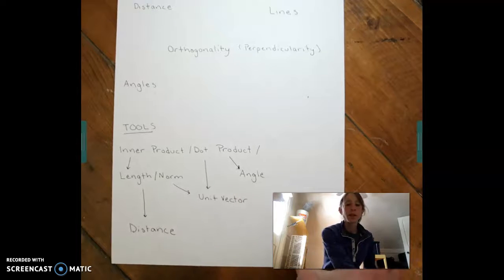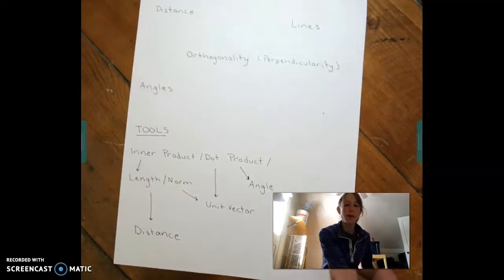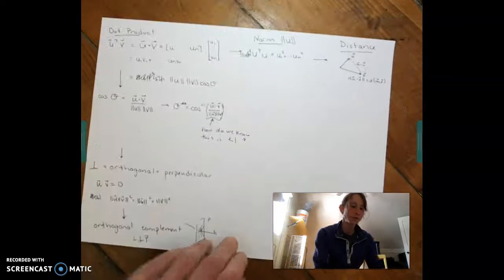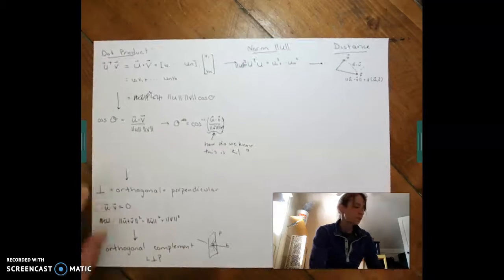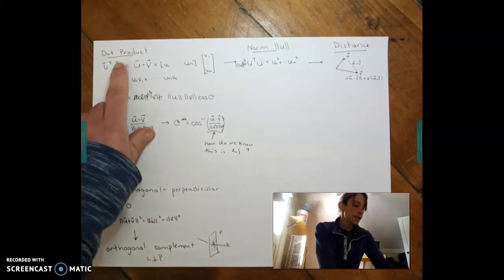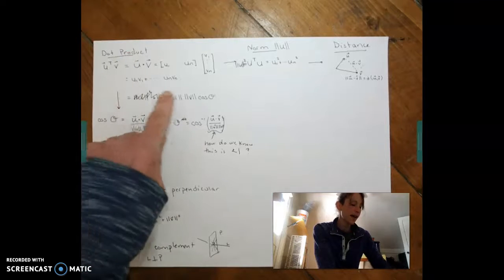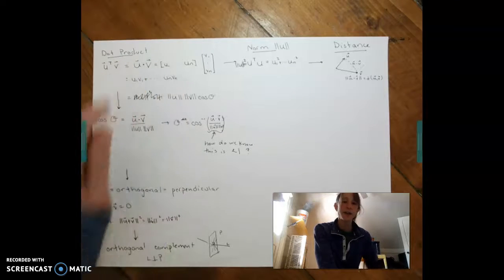So I'm just going to quickly show you a couple of formulas, but when you do the practice and take your notes, you'll see how these all fit together. The dot product is actually defined in two different ways. I call this way the algebraic definition.